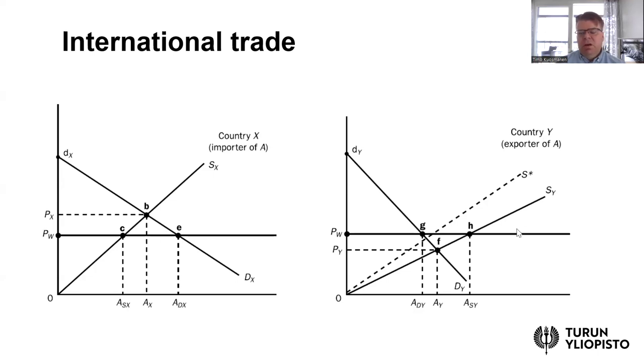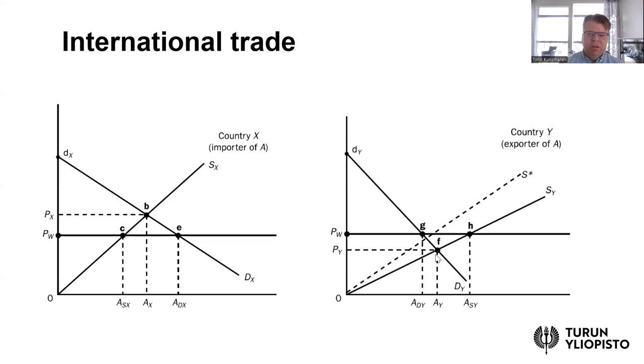So what about the exporting country Y? We move to the right-hand side figure. Initially, before trade, the price level in this country was lower than the world market price. It is PY, so the domestic equilibrium is at point F, where the supply and demand curves cross. When country Y opens to international trade, the domestic producers find that the international price level is higher than what they get in the domestic market, so they start to increase their production and sell to the international market.